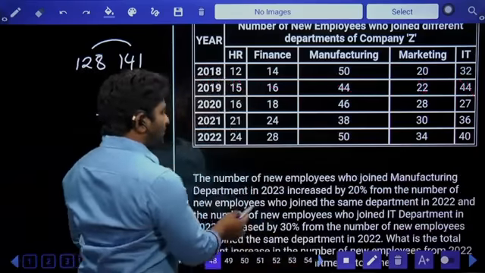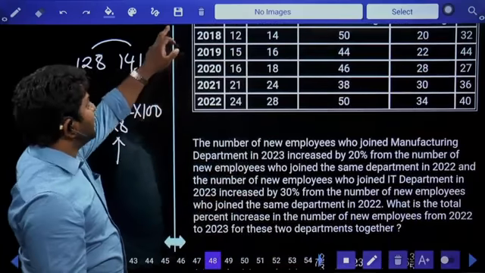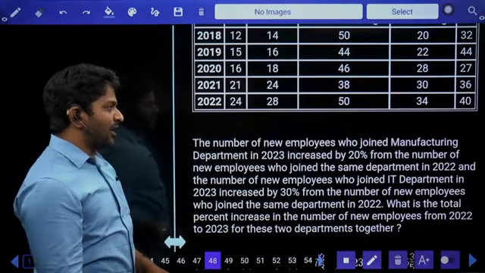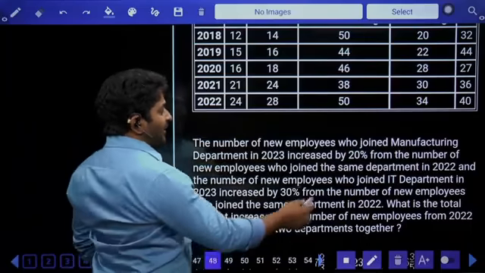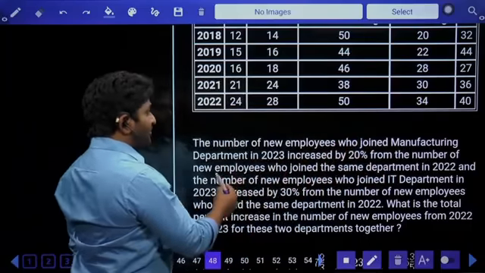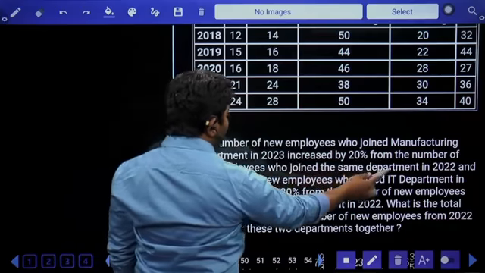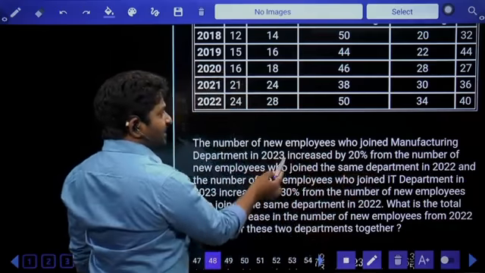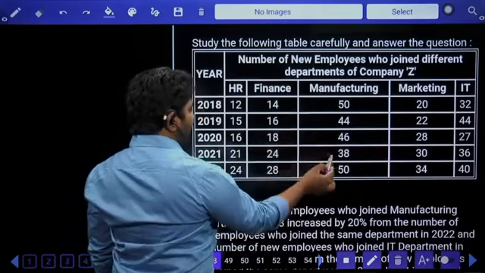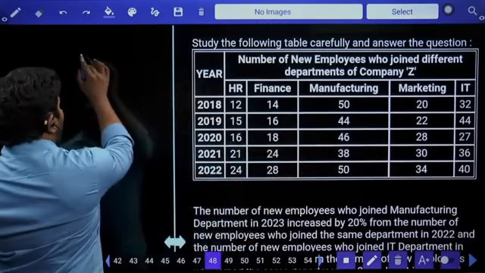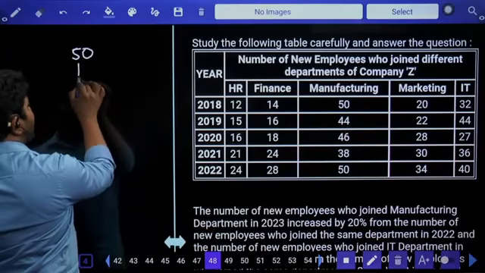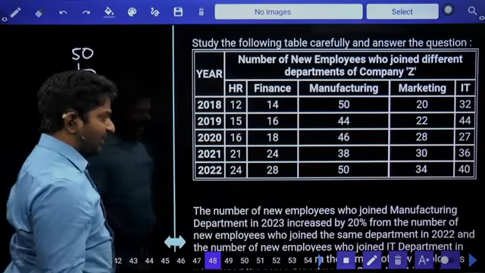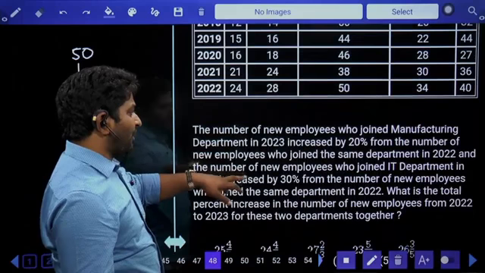The number of new employees who joined the manufacturing department in 2023 increased by 20 percent from the number of new employees who joined in the same department in 2022. This is about the manufacturing department. In 2022 we already have 50 and now this value increased by 20 percent, then it becomes 60 in the next year. Next, what happened?